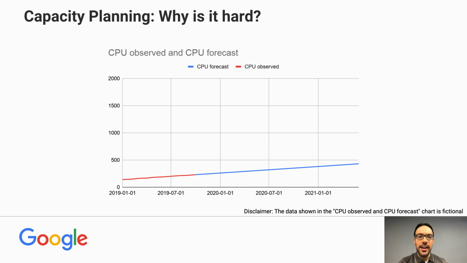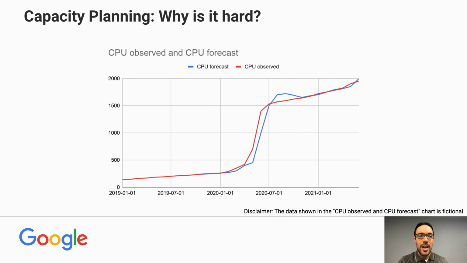Why is capacity planning hard? It is hard to estimate how many resources new services or new features will need. Sometimes, the demand depends on the success or adoption rate of a new product, and it will only be known after launch. In this example, the forecast was quite off.